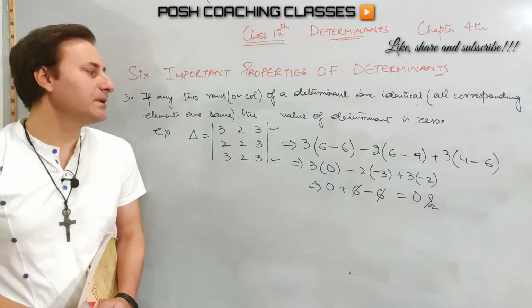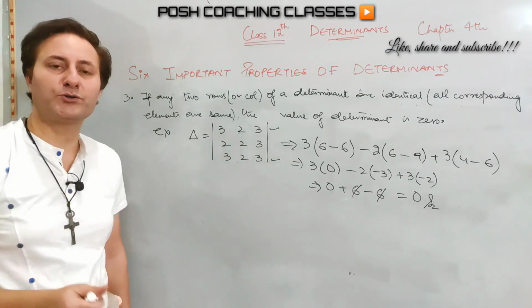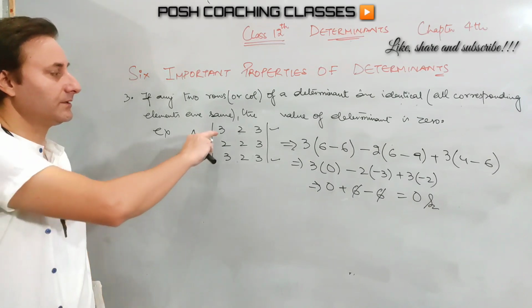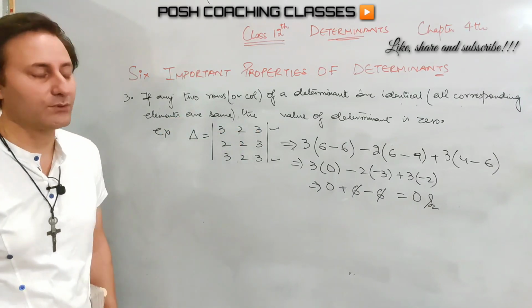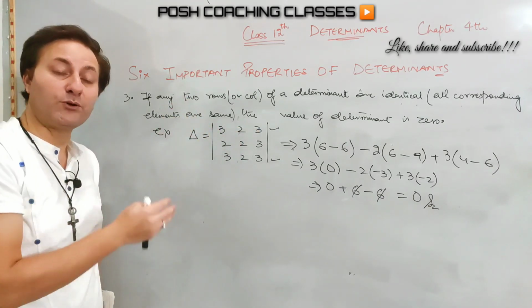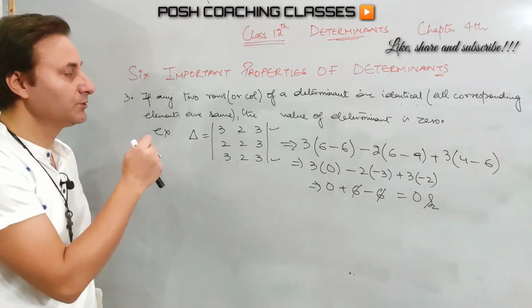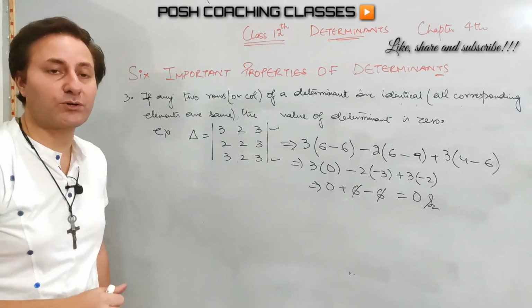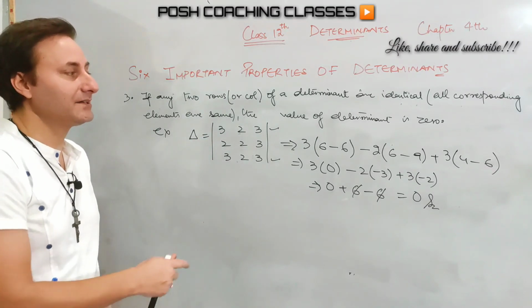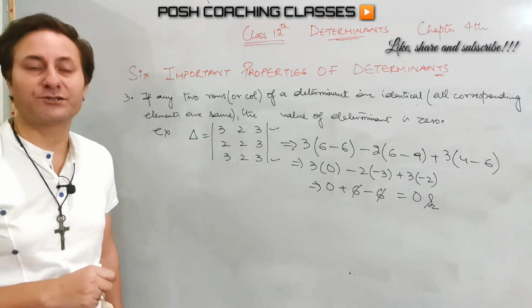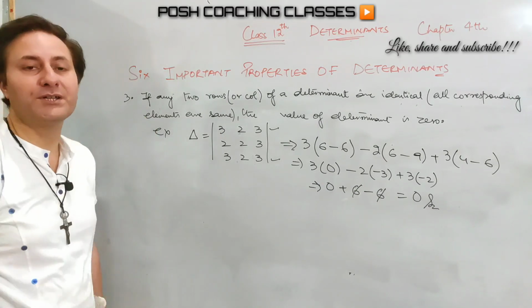What do you have to remember? If you have two rows or two columns similar, their corresponding elements all the same, it can be a row or a column. So you need to remember it can be a row or a column. Whenever you have two rows or columns similar or identical, the value of the determinant has to be 0. This is your property 3.